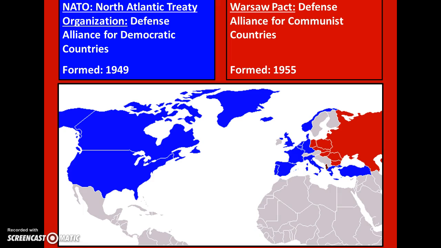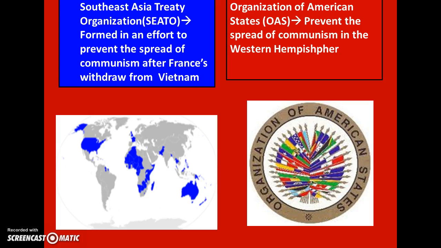As communism spread throughout Asia, other organizations needed to be formed, such as SEATO. SEATO is the Southeast Asia Treaty Organization, formed in an effort to prevent the spread of communism after France left Vietnam. Additionally, the OAS was formed after Cuba became a communist nation to prevent the spread of communism in the Western Hemisphere, so in North and South and Latin Americas.